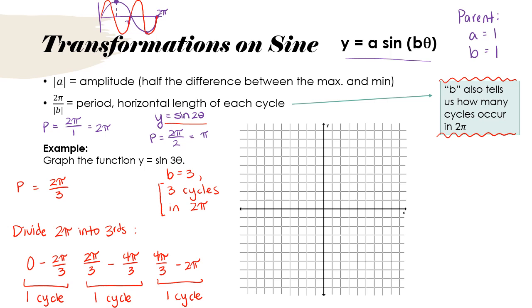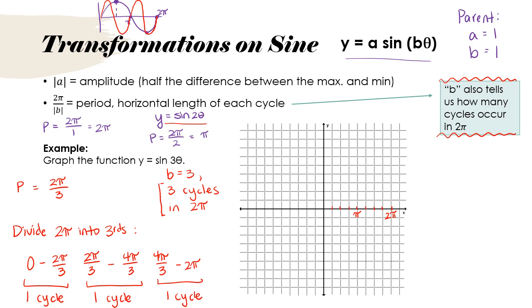So I could graph this a couple different ways. I'm going to graph it to show basically all 3 of those cycles first, and then I want to talk about maybe a slightly easier way to graph it. So again, I'm going to use the same scale, 1, 2, 3, 4, here's pi, 1, 2, 3, 4, here's 2 pi. So I know I'm trying to squeeze in 3 cycles in that space.